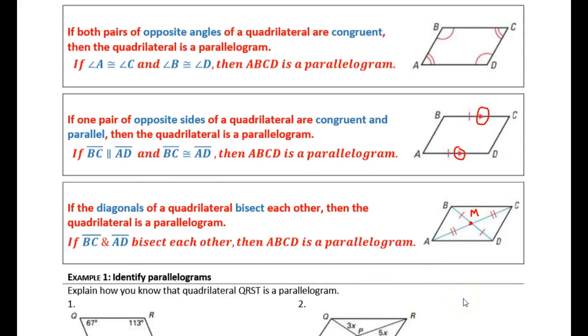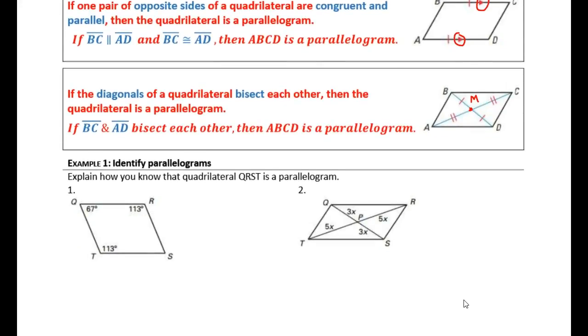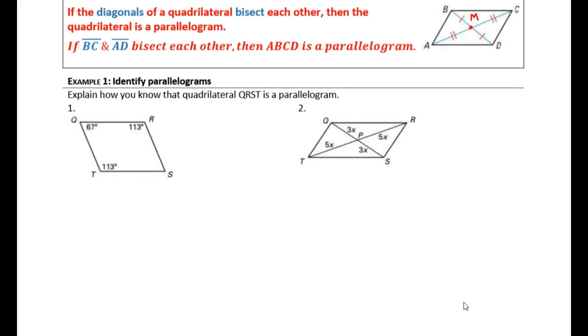Okay, so let's identify our parallelograms. And then we want to explain how we know that QRST is a parallelogram. So I don't know anything about the side lengths. I don't know if they're congruent. I don't know if they're parallel. All I've been given is angle measures. So if I look, I need to figure out what angle S is. And this is a quadrilateral.